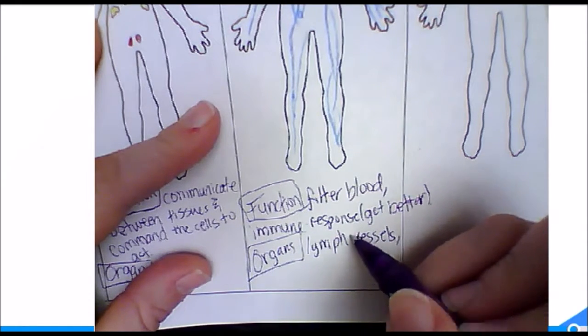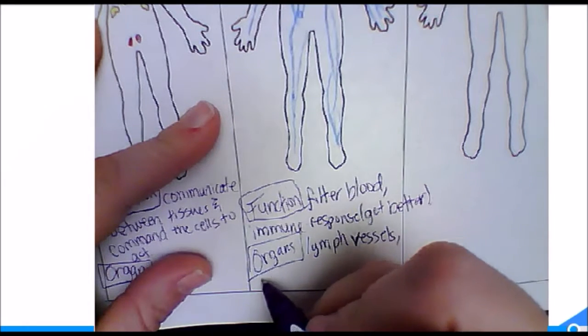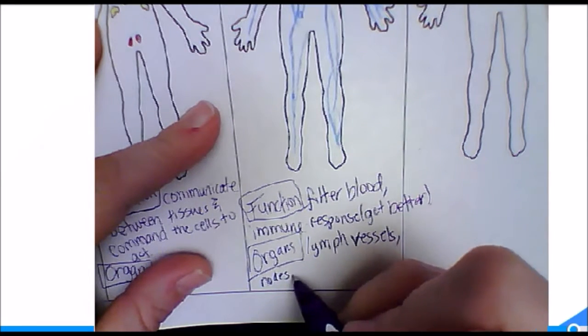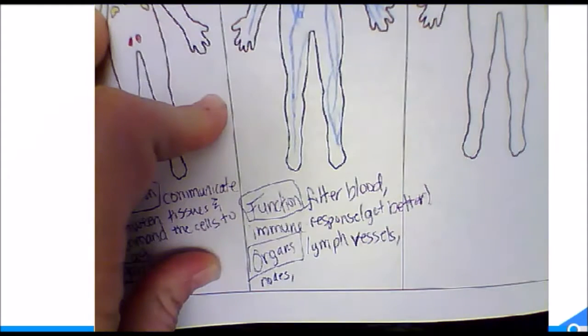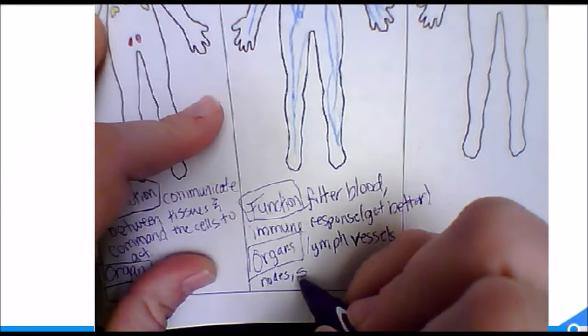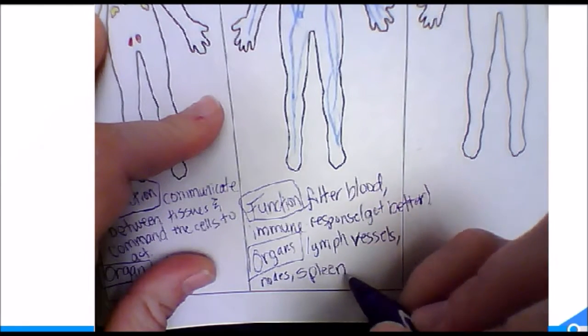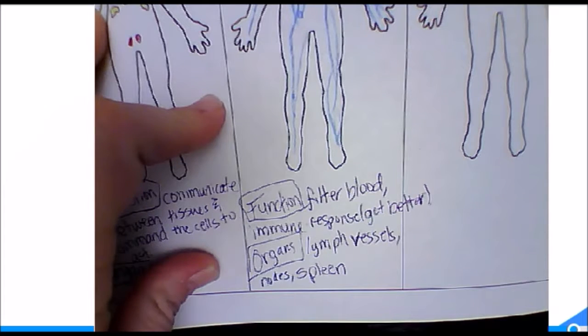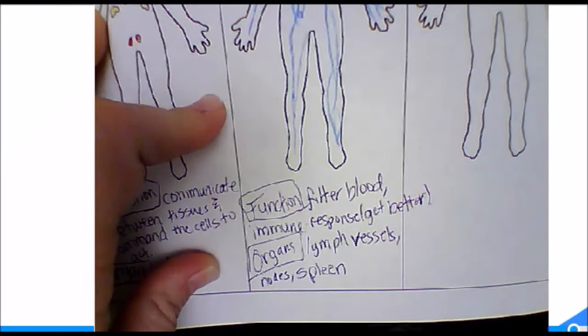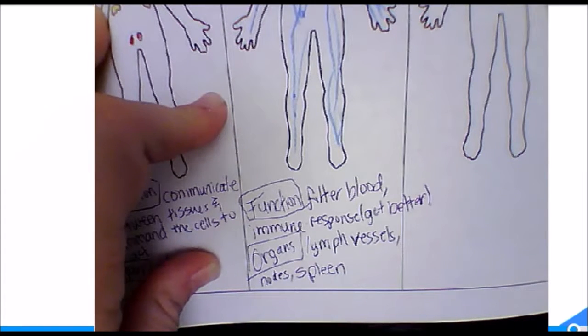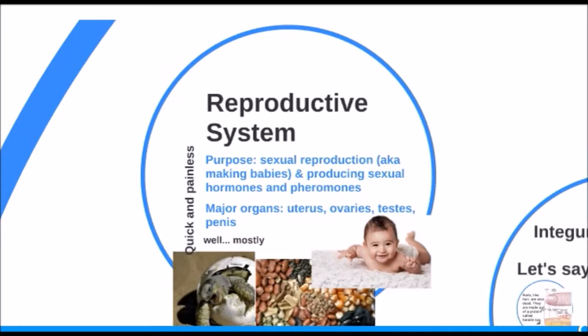All right, now the last one here, which a lot of you probably don't want to talk about. You're like, oh, this is going to be so embarrassing, the reproductive system. But just calm down, okay? So the reproductive system, our purpose here is making babies. In humans especially, this is for sexual reproduction. We'll talk about what sexual reproduction is and how that's different from asexual reproduction later on. But right now, we'll just say this is responsible for reproduction and producing hormones and pheromones.